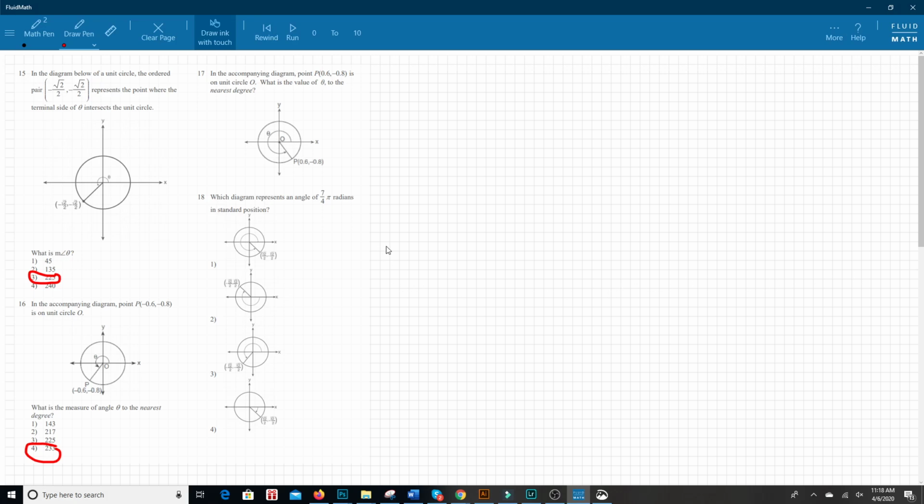Or you can look at it from a different angle here. Let's look at it from a right angle perspective. If we're looking at all these coordinates right here, this is going to be 0.6 and this is going to be negative 0.8. Those are my coordinates. So they want to know what this angle right here is going to be.